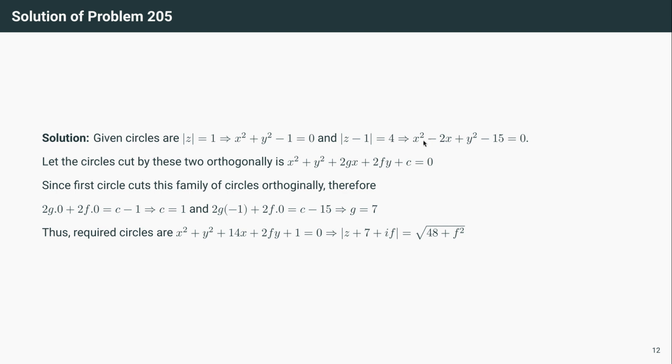Now, for these two, we have g is equal to 7 from this equation. So the family of circles which will come is x square plus y square plus 14x plus 2fy plus 1 is equal to 0. Now, if you want to replace this with a complex number, it would be mod of z plus 7 plus if is equal to square root of 48 plus f.